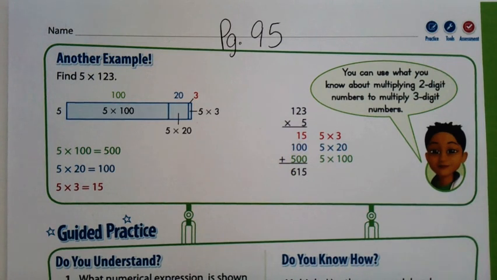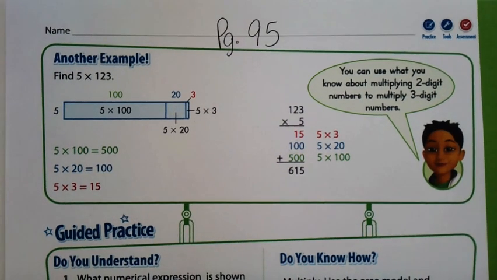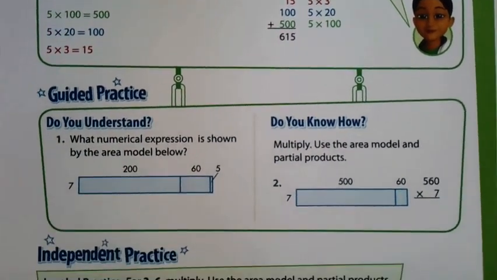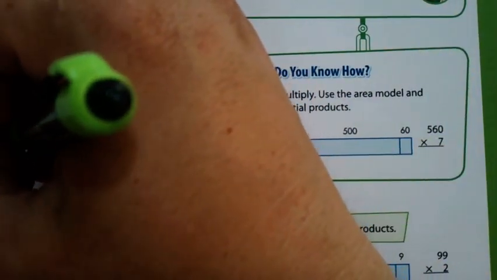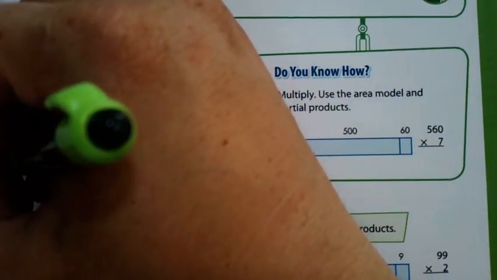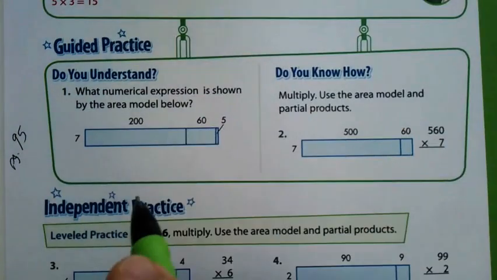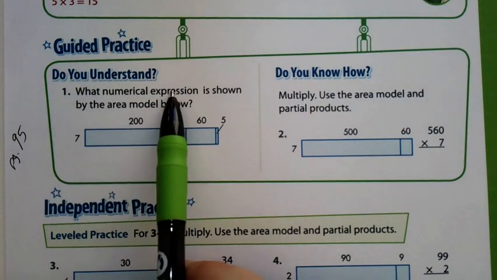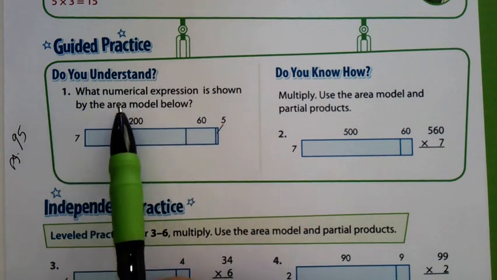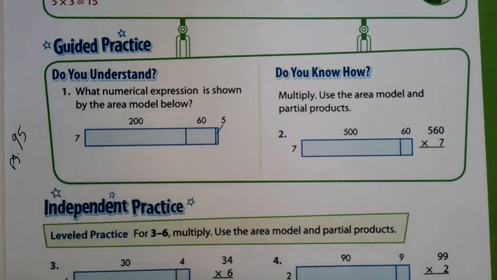All right. So we're going to go ahead and check out 2 different things that are a little bit different than what you were just working on. But go ahead and slide down to number 1 in our guided practice. And again, we're on page 95. On page 95, we're at number 1. It says, what numerical expression is shown by the area model below? What they're asking for is what is actually the multiplication problem that's being shown.